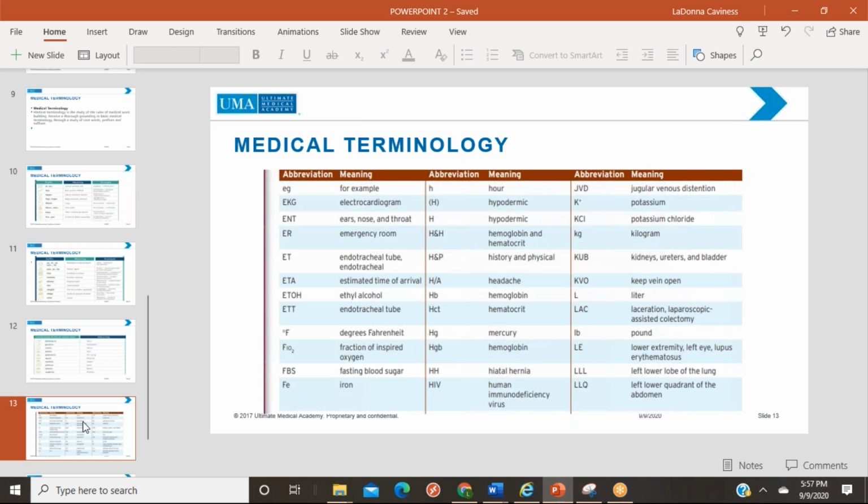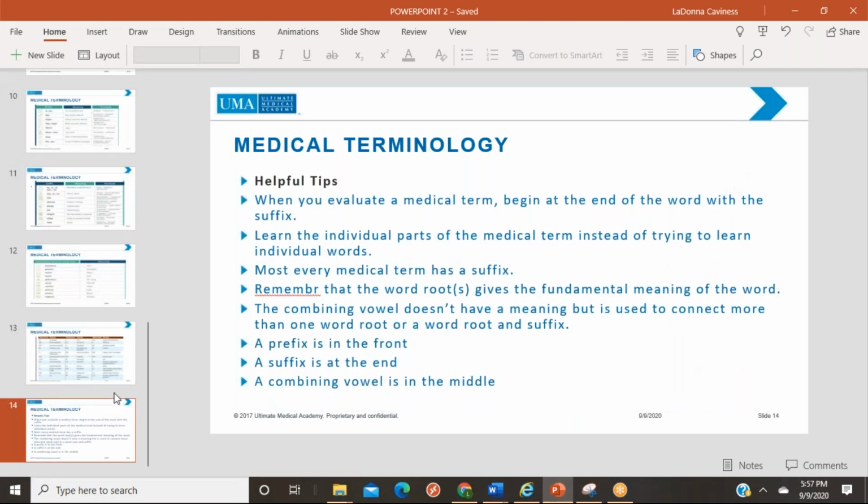Okay. Last but not least, abbreviations. Okay, a lot of times abbreviations take the place of words to shorten notes or documentation. When you're using abbreviations as part of the care of a patient or report, remember to always use standard acceptable abbreviations within whatever specialty group you're working for, right?